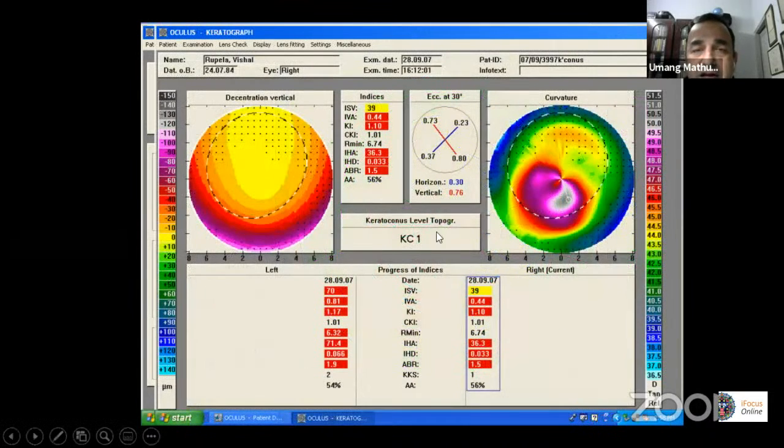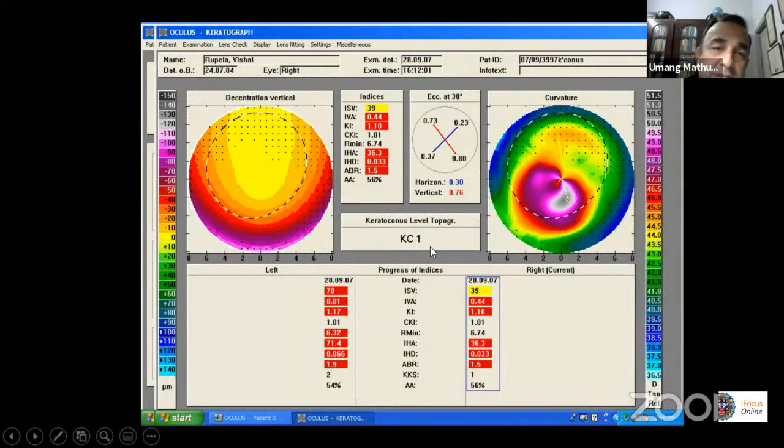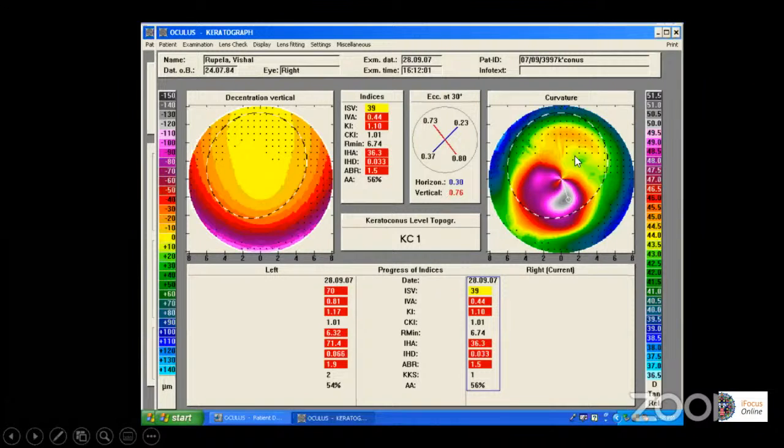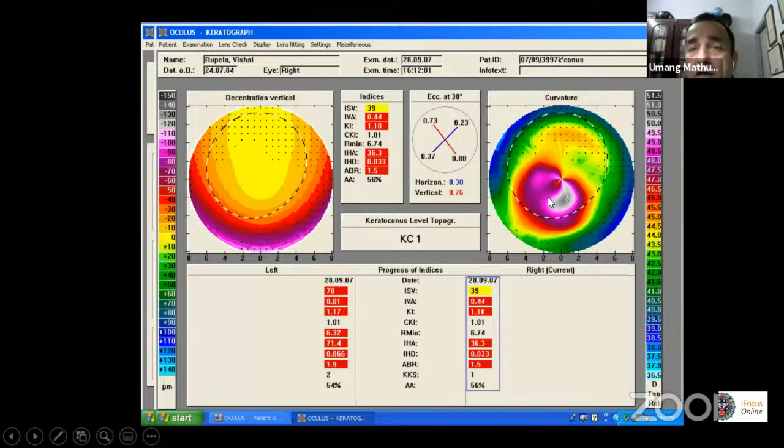And there are these different indices. So this is the KISA index. Some machines have Rabinowitz, and there's Klyce-Maeda. These are different indices for which they've put algorithms in the machine that help you with the diagnosis or suspicion of keratoconus. The most important, of course, is superior-inferior asymmetry in keratoconus. So if there is a point 3 millimeter above and 3 millimeter below, what is the difference in K reading?